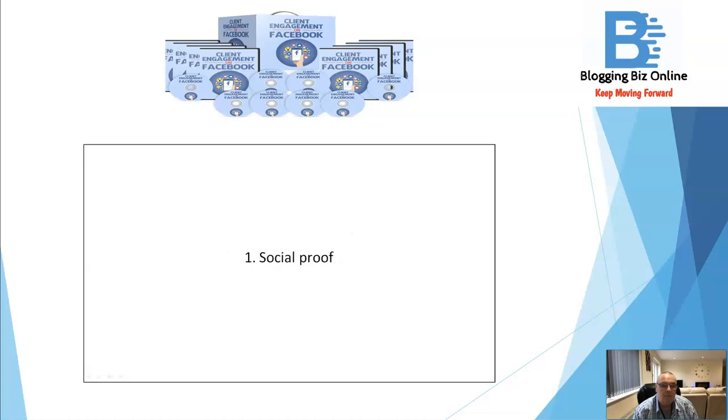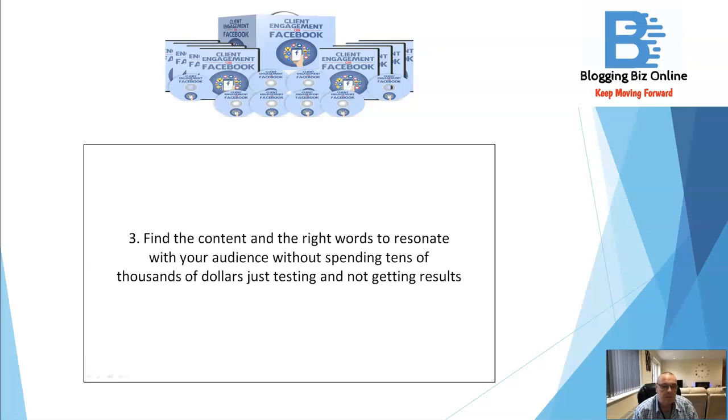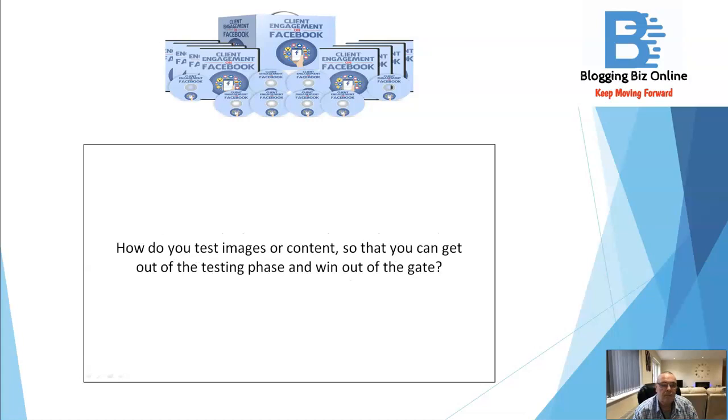How do you build social proof? How do you test images and content to make sure that they're going to work out of the gate when you promote them to a tier 1 country like the USA or the UK without spending all that money? Or number 3, how do you find content and the right words that will actually resonate with your audience without having to spend tens of thousands of dollars just testing and not getting any results? In other words, how do you test images or content so that you can get out of the testing phase and win out of the gate when you do move into these markets?